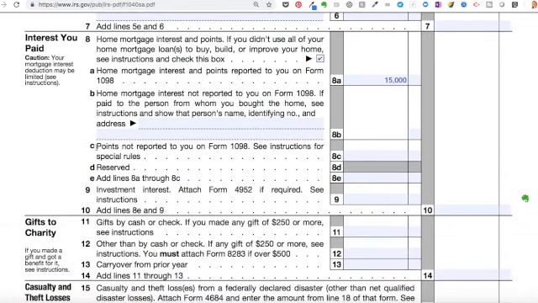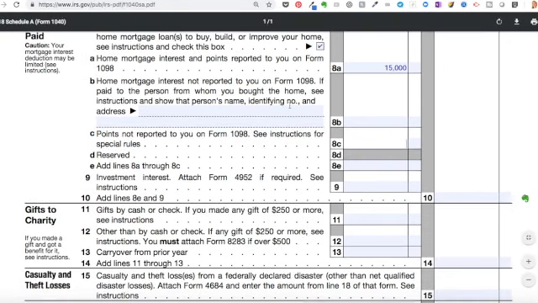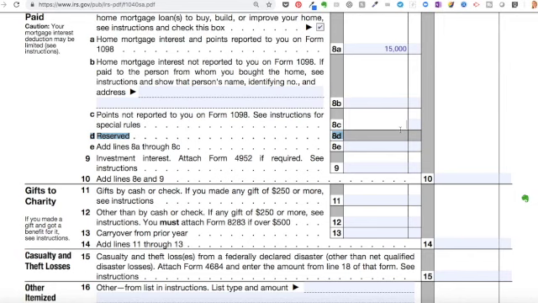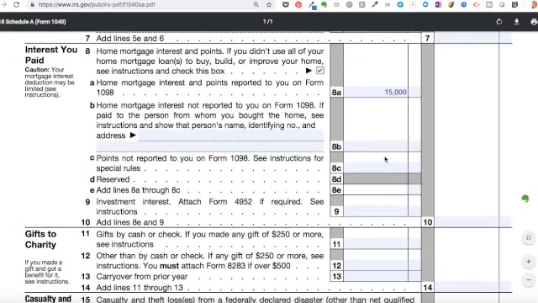Now, there may be some situations where points aren't reported and you can enter them here. There are special rules in the instructions. Now, you'll see on some tax forms that this line is reserved. There may be a rule that's scheduled to come into effect next year or something, that they're saving that spot for. So then we add together all of these lines.